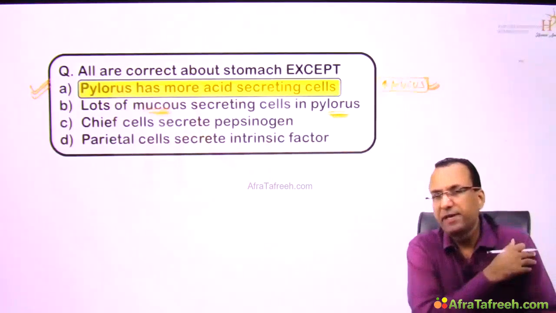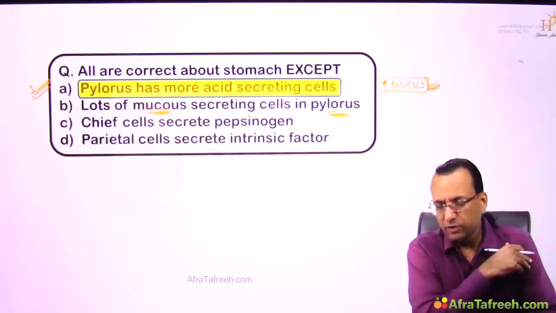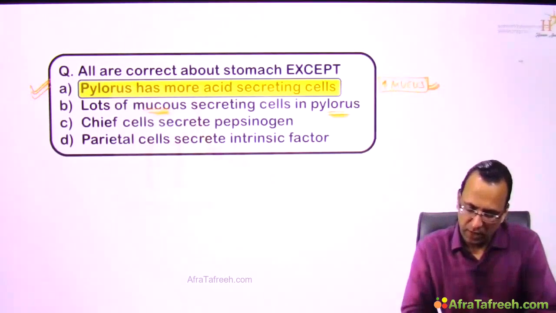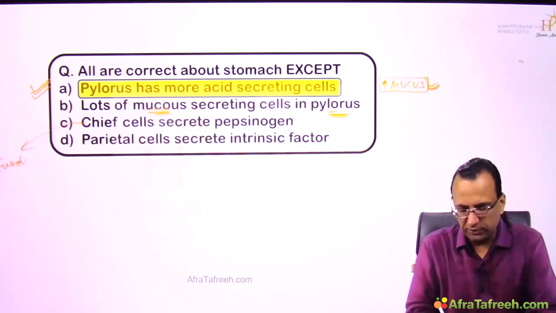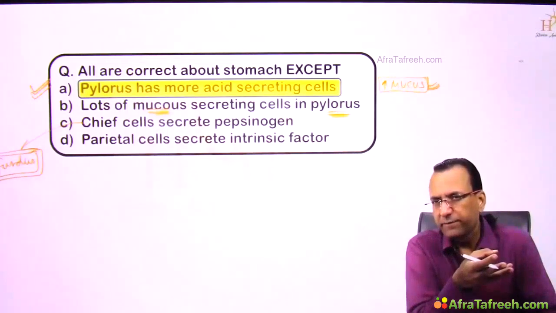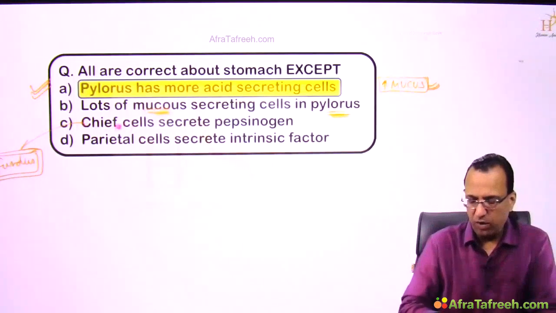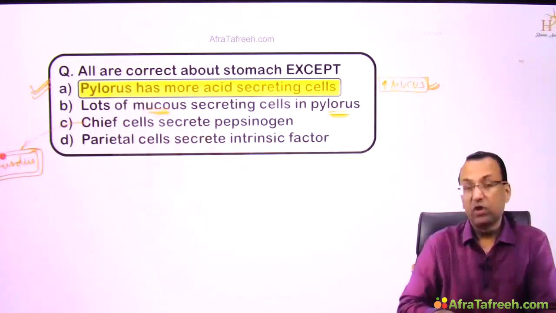So choice number B is okay. What about choice number C? That is correct. Chief cells are secreting enzymes like pepsinogen and mostly found in the fundus region of the stomach. Though any cell can be anywhere, predominantly if you want to search for the chief cell, it is chiefly found in the fundus region of the stomach.